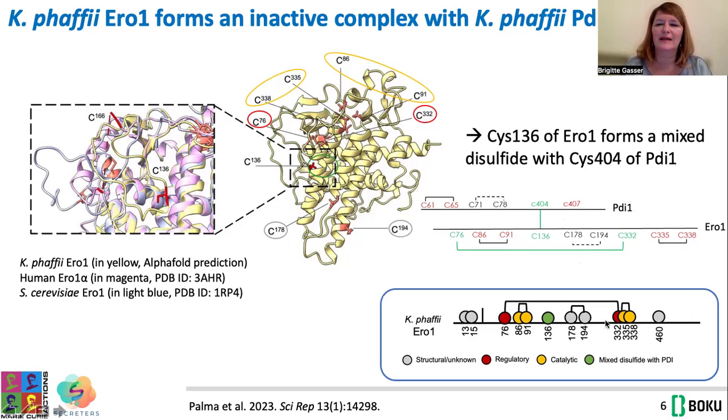So we have, again, as for the others, an outer active site and an inner active site depicted in yellow. We have one long-range regulatory disulfide bond depicted here in red. And Ariana has also confirmed the presence of a mixed disulfide bond with PDI through cysteine 136, which has not been shown to exist in any yeast before.